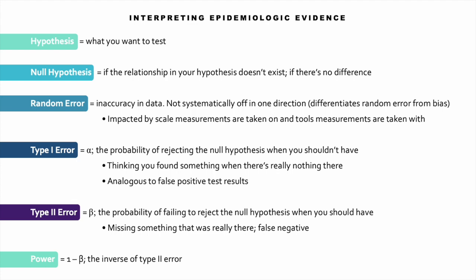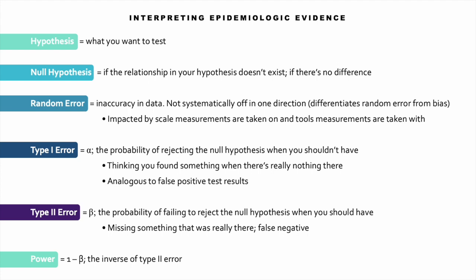Type 2 error, represented by beta, is the probability of failing to reject the null hypothesis when you really should have. It's missing something that really was there, the equivalent of a false negative. And power is the inverse of type 2 error. It's 1 minus beta. The power of a test is the probability of rejecting the null hypothesis when it's false, thereby avoiding type 2 error.